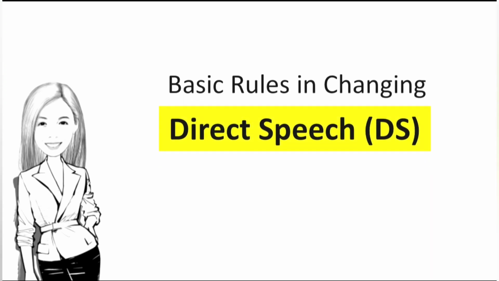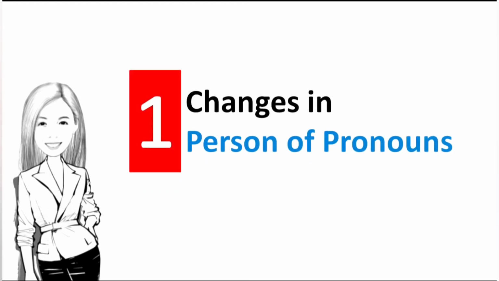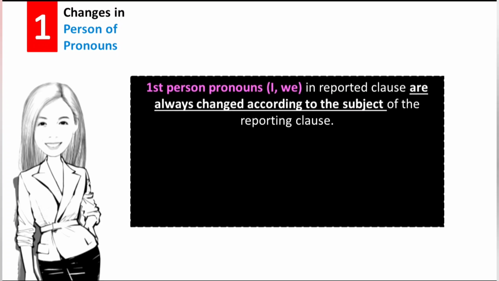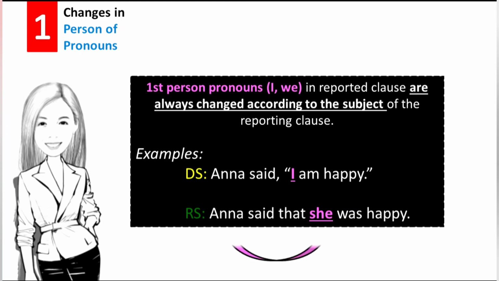Now let's learn the basic rules in changing direct speech to reported speech. First rule, changes in person of pronouns. First person pronouns I and we in the reported clause are always changed according to the subject of the reporting clause. Example: Anna said, "I am happy." The pronoun I is in first person, so we need to change it according to the subject Anna, who is a girl. So we need to use the pronoun she for our reported speech since our subject is a girl.